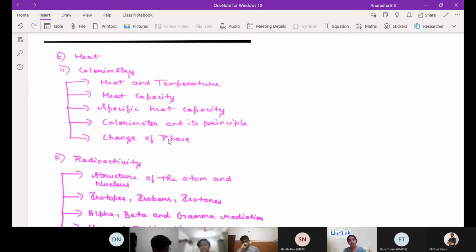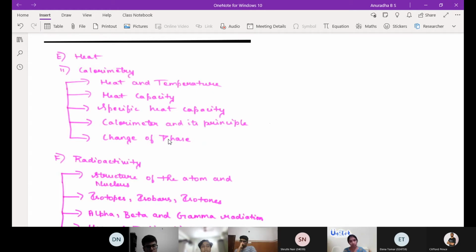Normally, whenever I cool a substance, it will contract. But in the case of water, what will happen when it is cooled from 4 degrees Celsius to 0 degrees Celsius? It will expand when it cools. This property of water, expanding as it is cooled from 4 degrees Celsius to 0 degrees Celsius, is called anomalous expansion of water.